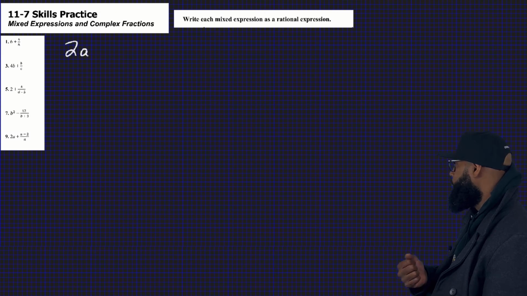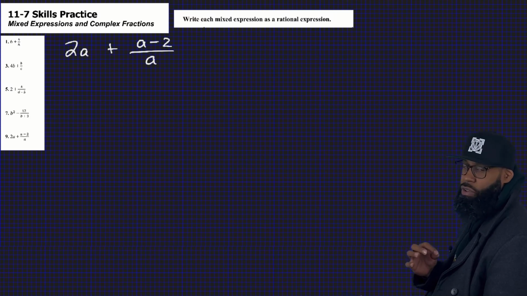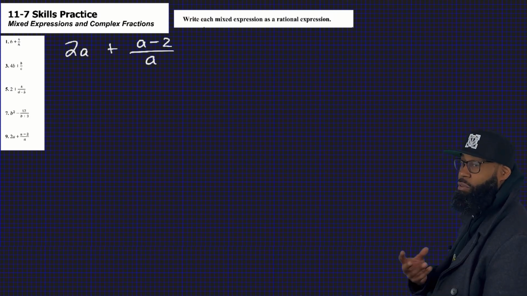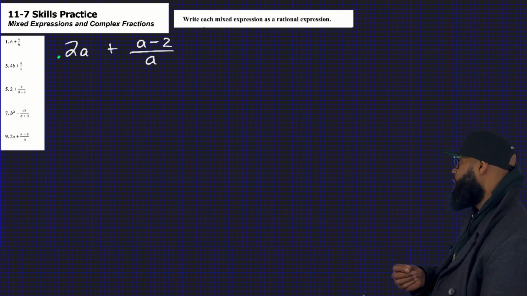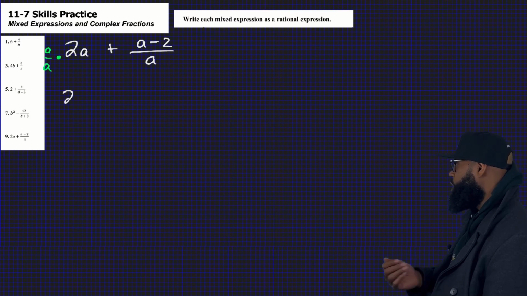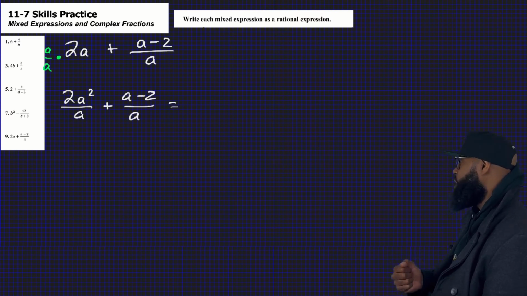2a plus the expression a minus 2 divided by a. So again, you recognize one of those terms has a denominator, the other one has the invisible 1. We're going to go ahead and take care of that. Multiply top and bottom by a. And again, no need to see it, but I know it's there. 2a times a and a times 1. So 2a squared divided by a plus the a minus 2 divided by a.